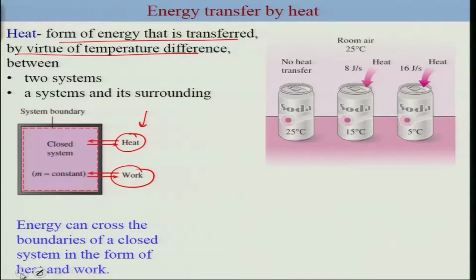You have a room temperature at 25 degrees Celsius. You put a can of soda, which is also at 25 degrees Celsius. What is the heat transfer? It will be 0, because it will be at equilibrium with the surroundings. You take the same can from a refrigerator at 15 degrees Celsius, the temperature difference has increased, which allows heat to transfer. It is 8 joules per second.